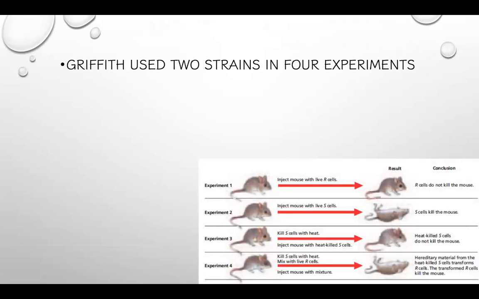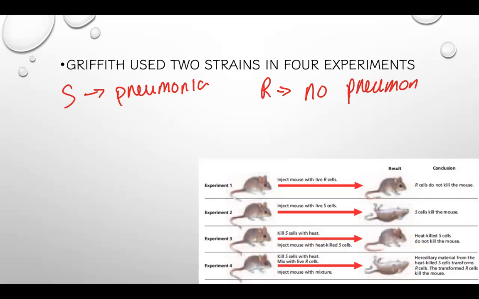All right, so here's what Griffith did in his experiment. He used these two strains, the S strain. So I'm just going to put it again up here. S strain leads to pneumonia. R strain, no pneumonia. And he did 4 different experiments, which I have down here.